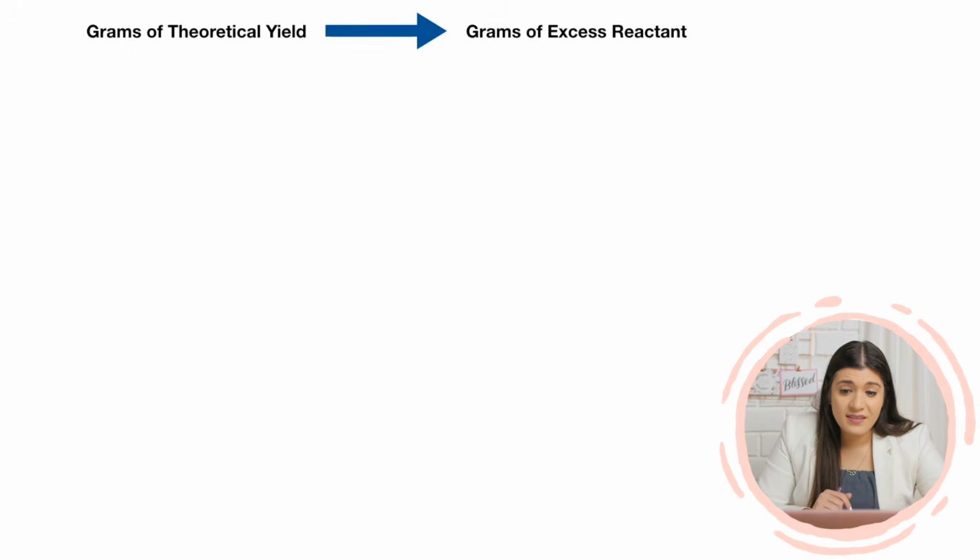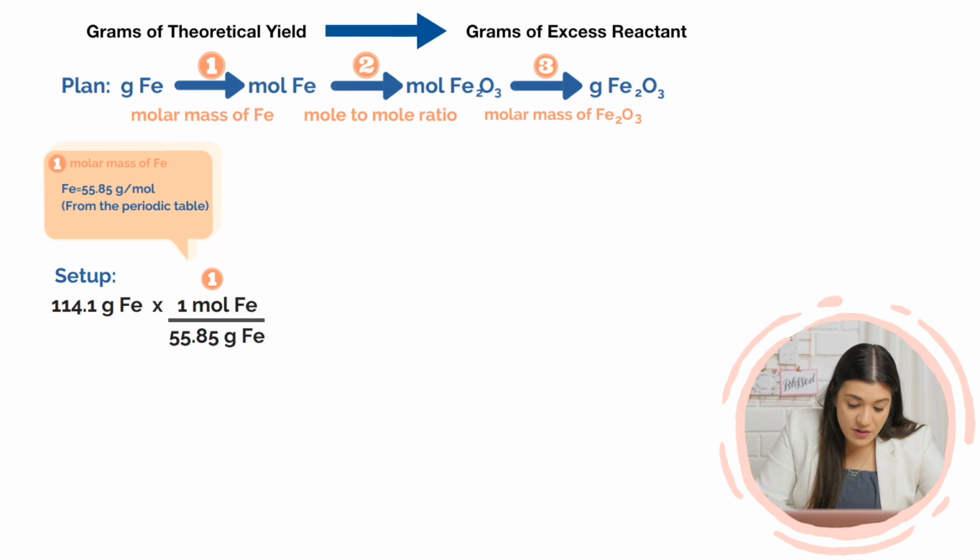Is this making sense? If it's not, please tell me, seriously. I just need to see an example. I'm going to start off with the theoretical yield, and this is what we found before, right? This was our theoretical yield. I'm going to make my way to our excess reactant, which we said was iron oxide. So first things first, I'm just converting this to moles.